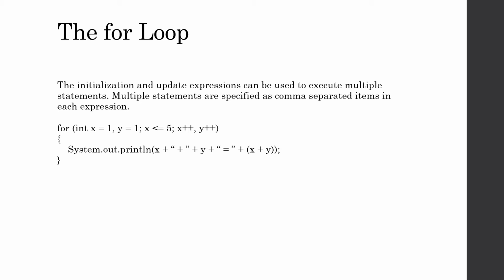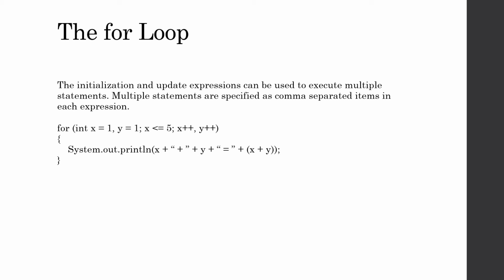Additionally, if we look over at the update expression, we see we've got x++ and then a comma and then y++. So again, we've got 2 different parts, comma separated. With x++, we're going to increment the value of x, and with y++, we're going to increment the value of y. For our test expression, we can still only do one thing. So we're just going to have one comparison that we're checking for. In this particular case, as long as x is less than or equal to 5, we'll keep executing this.